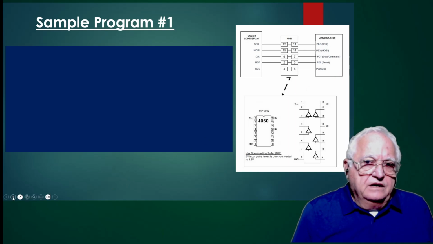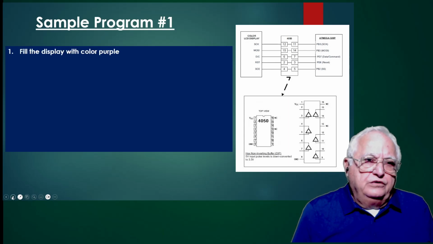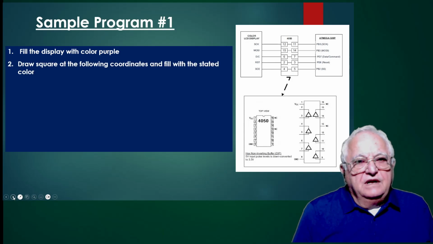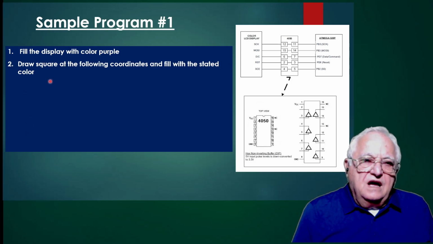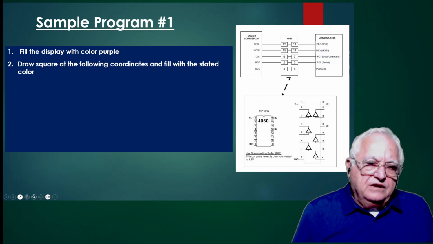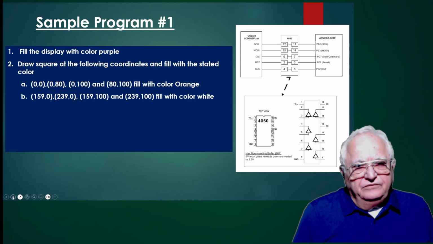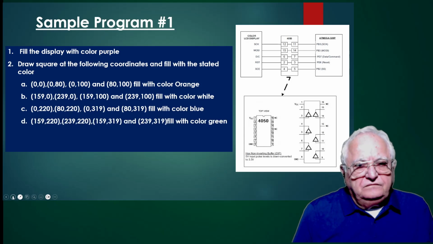Okay. So let's look at what we're going to do in sample program 1. We're going to take the display and fill it with the color purple. Next, we're going to draw squares at the following coordinates and of the color that I'm stating here. So we're going to have one at this coordinate, which is going to be orange.